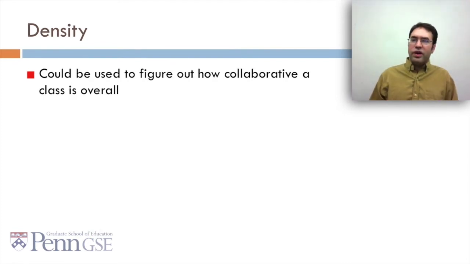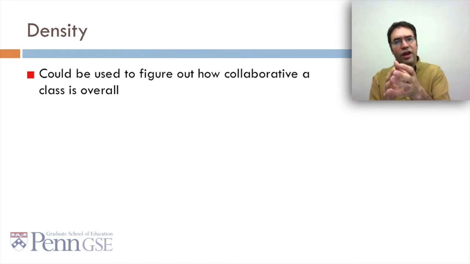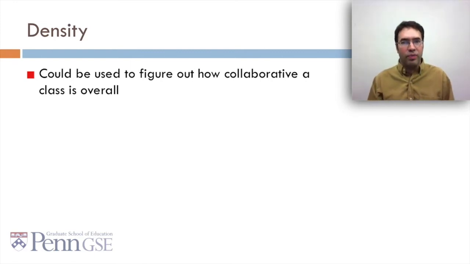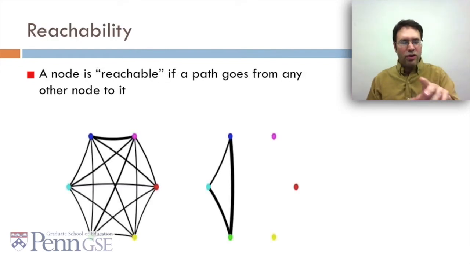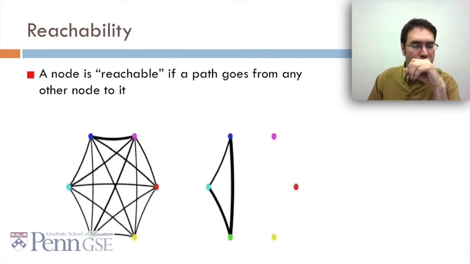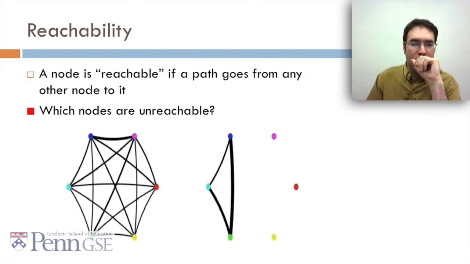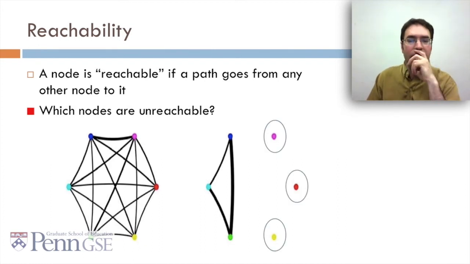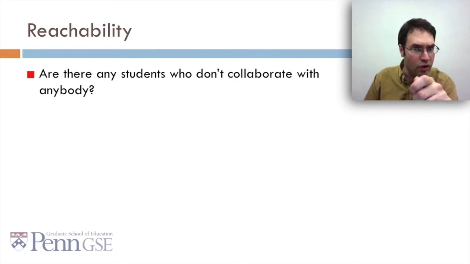Density could be used to figure out how collaborative a class is overall. It's no question that the graph where everyone's talking to everybody is probably a more collaborative class than the one where no one's talking to anybody except 3 kids. A node is reachable if a path goes from any other node to it. So for example, which nodes are unreachable here? It's the pink, red, and yellow on the right graph. And you can think of this as meaning, are there any students who don't collaborate with anybody at all?